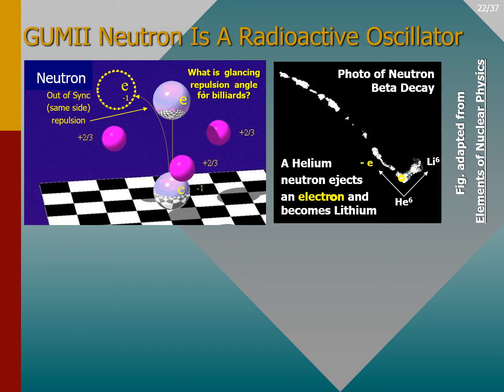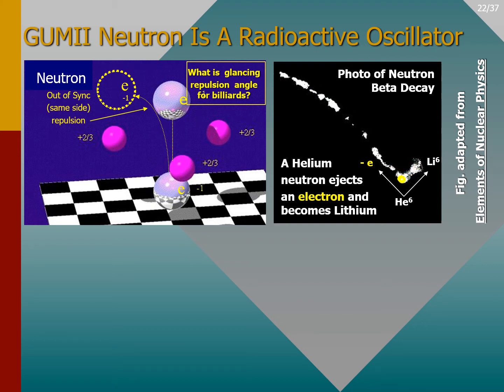For comparison, what angle do billiards glance off at when they have the same size and weight? The answer for billiards is always 90 degrees. And in the special photo on the right, we can see the actual tracks of a neutron ejecting an electron, and surprisingly, it's at 90 degrees.